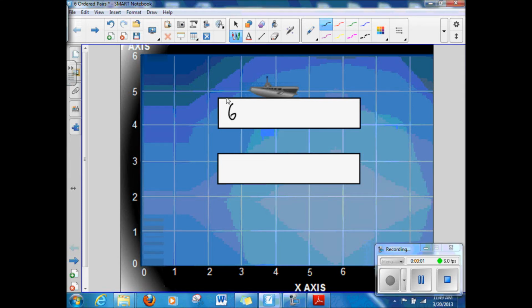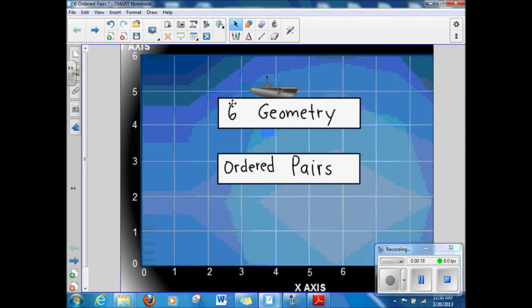This is lesson 6 in geometry. And lesson 6 is on ordered pairs. Ordered pairs. If you look at the background, you probably can guess, hey, that looks very familiar. I see a battleship back there, and I see some numbers. And if you thought that, you are on the right track.